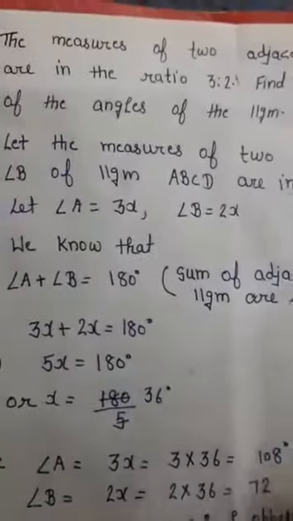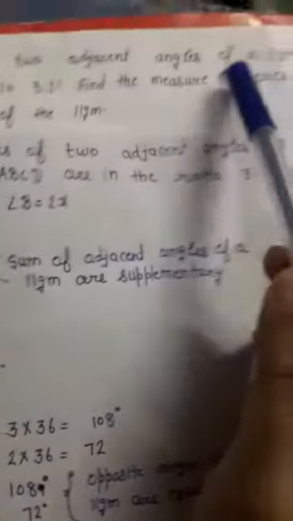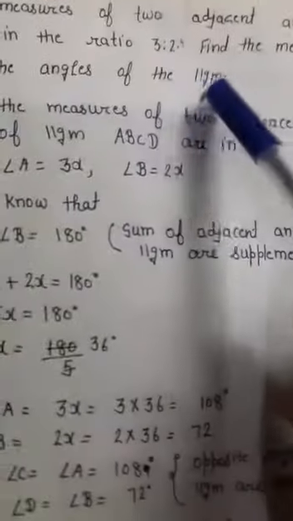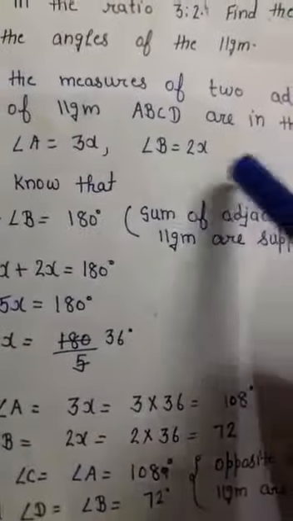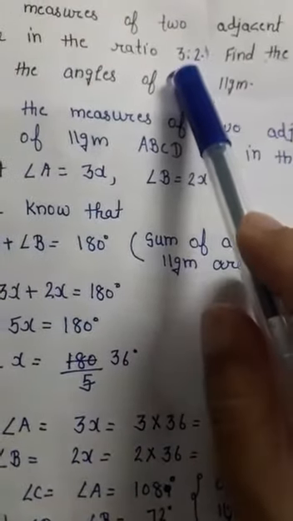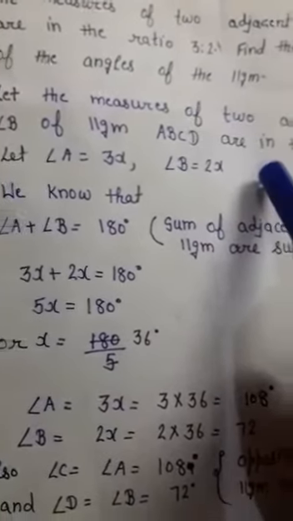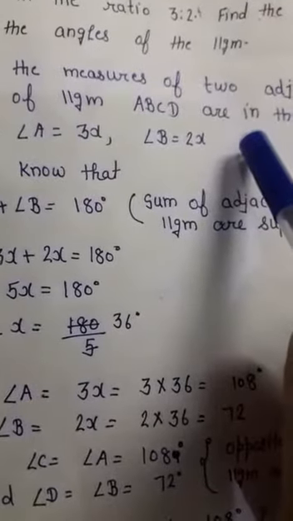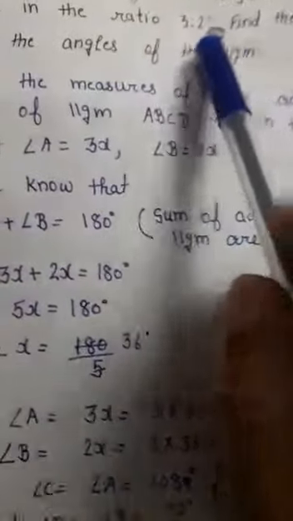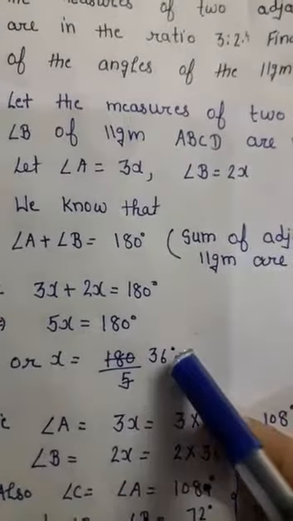In question number 5, we are given that the measurement of two adjacent angles of a parallelogram are in ratio 3:2. Find the measurement of each angle of a parallelogram. Let ABCD be a parallelogram, and we will assume that let the measurement of angle A equals to 3x and B equals to 2x, since adjacent angles are given to us. And we know that the sum of adjacent angles is 180 degree, that is 3x plus 2x equals to 180 degree. That is 5x equals to 180 degree, that is x equals to 36.